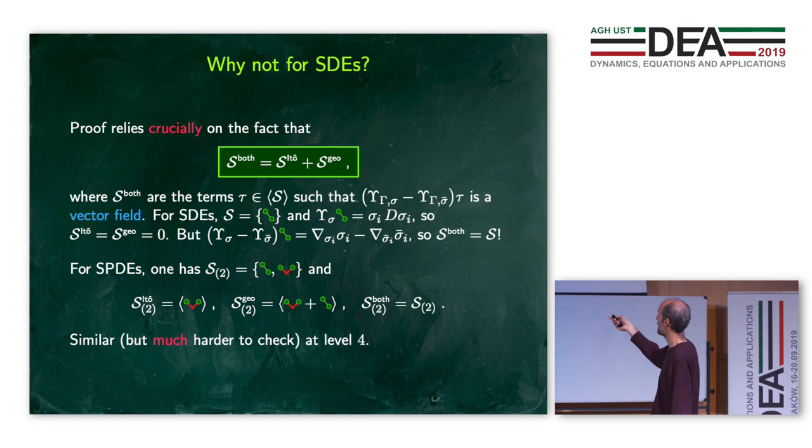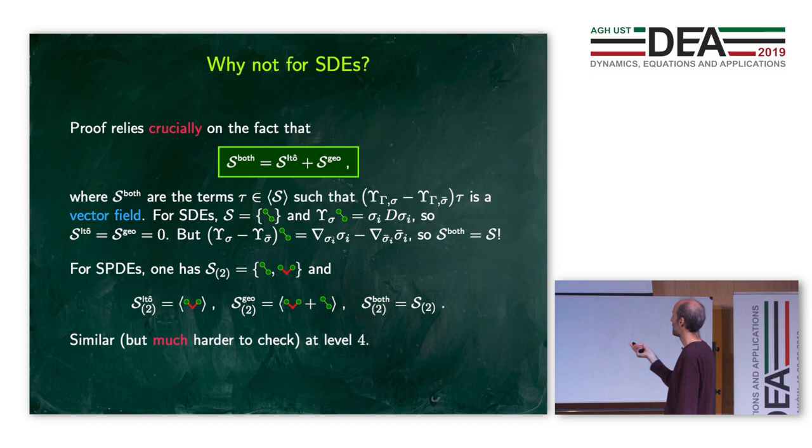The Itô guy is that guy here, because this guy really just depends on sigma sigma transpose. And, well, it turns out you can check that this both space is actually everything. So it is actually the sum of these two spaces.